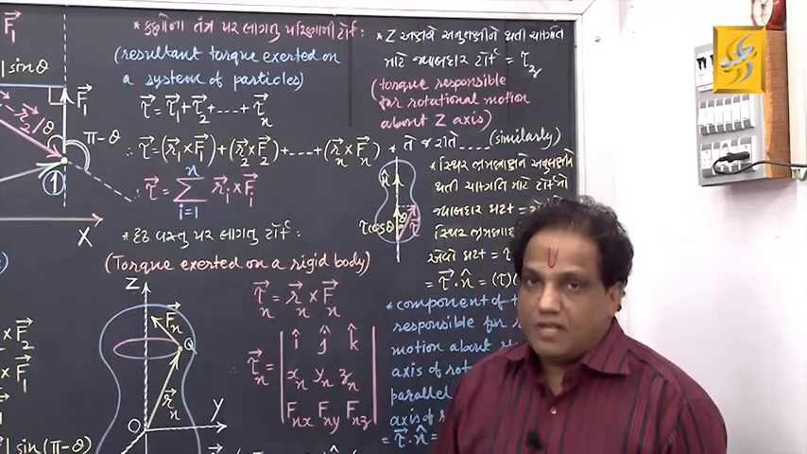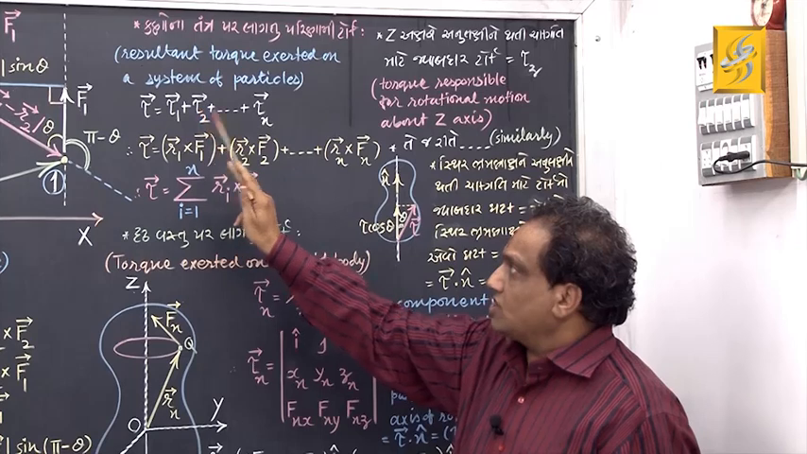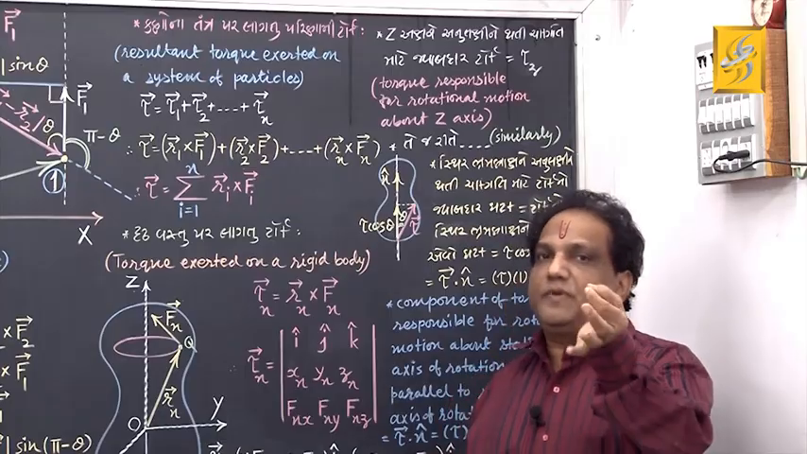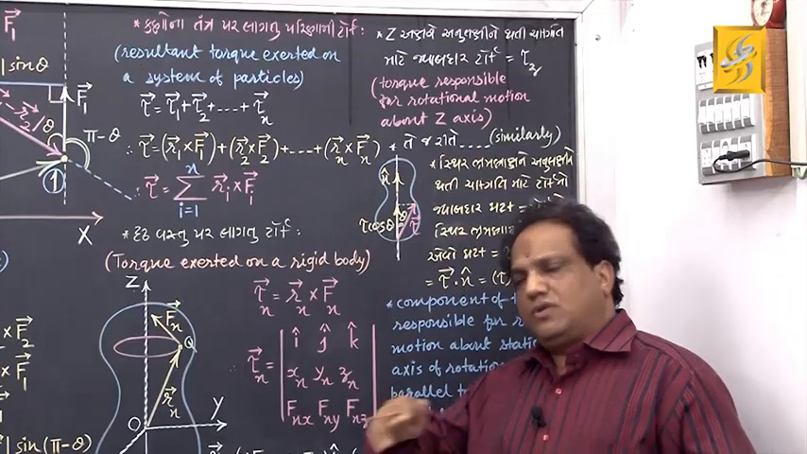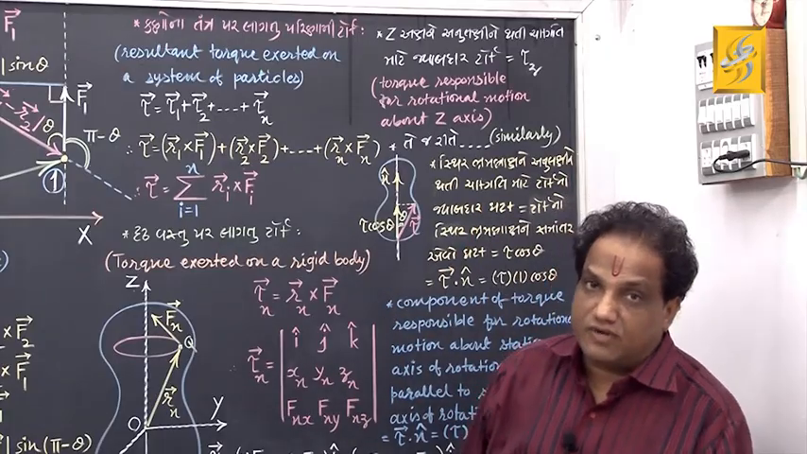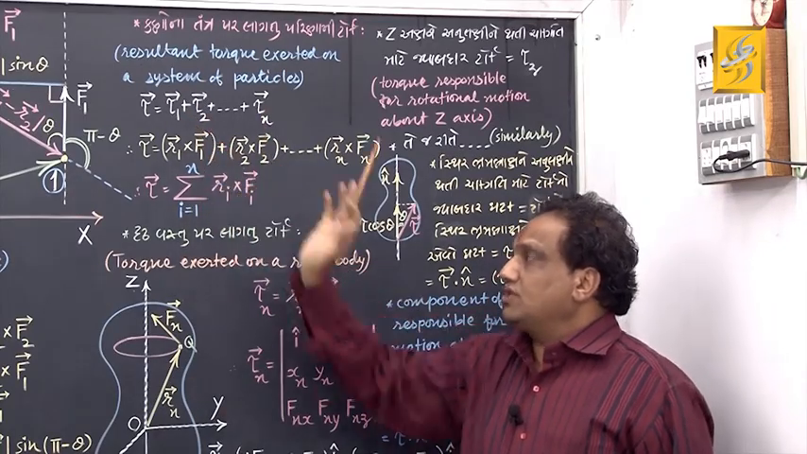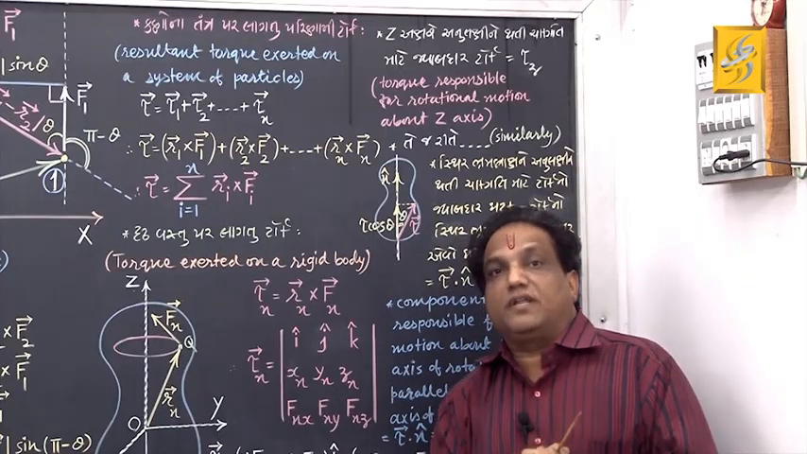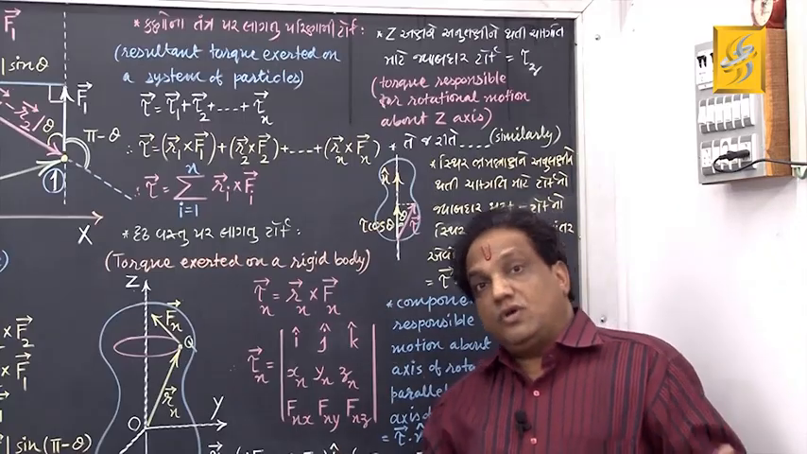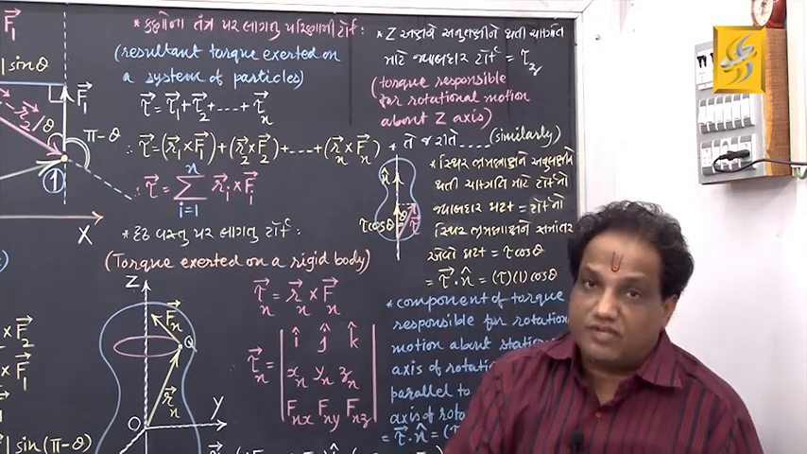Remember, all these torques we have found out with respect to the same reference point. And then if you make their vector addition, that is called resultant torque exerted on that entire system. How would you define it? Very simple. Vector addition of torques exerted on all the constituent particles of a given system with respect to a given reference point is called resultant torque exerted on that whole system with respect to that reference point.